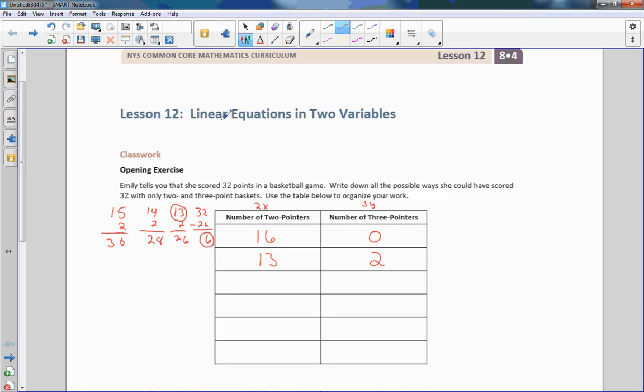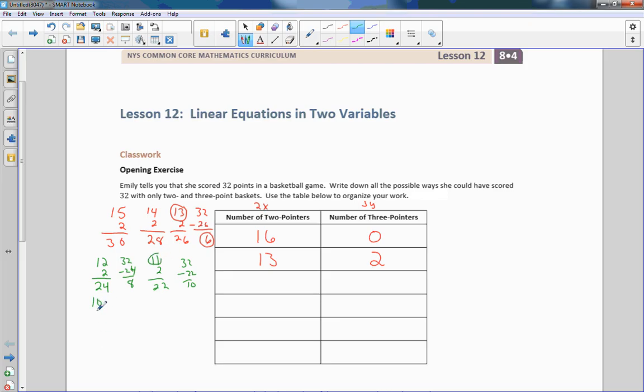And then we're going to look for a pattern. I've already discovered it, but I'm going to keep going here. So now I was on 13. If I get 12 2-pointers, times 2, that will give me 24 points. 32 minus 24 is 8, and 3 will not go into 8 evenly. So then 11 2-pointers would give me 22 points. 32 minus 22 is 10, and 3 will not go into 10, so 11 did not work.